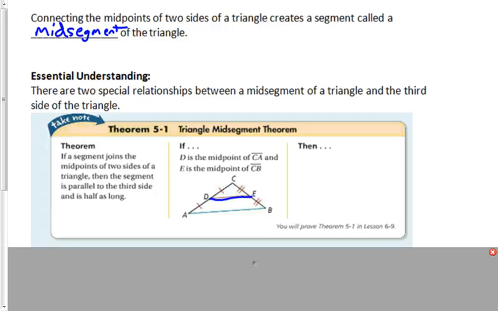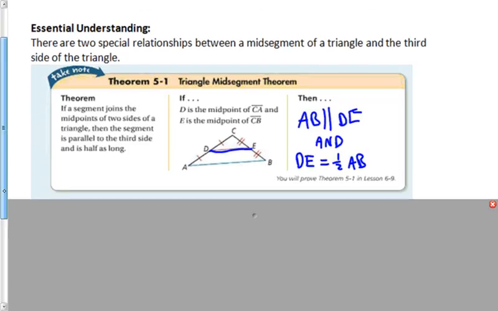And this is our first theorem for this chapter. It's our first property. It says if a segment joins the midpoints of two sides of a triangle, then the segment is parallel to the third side, and it is half as long. So, if D is the midpoint of CA and E is the midpoint of CB, then we can say that AB is parallel to DE, and we can say that DE would be equal to half of AB.